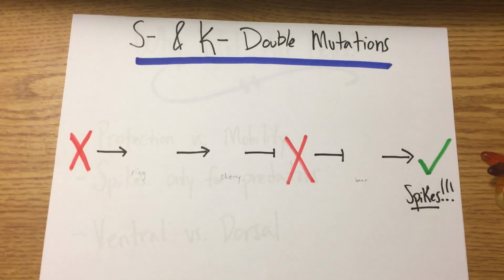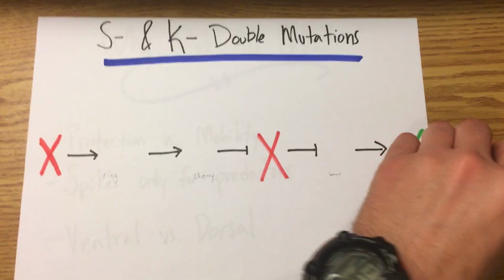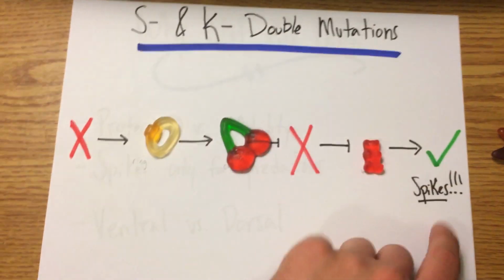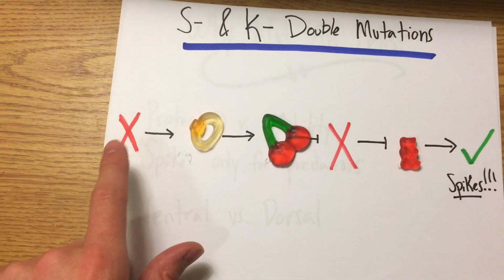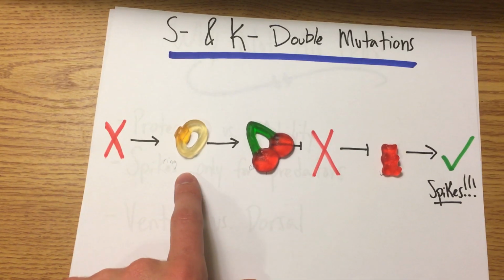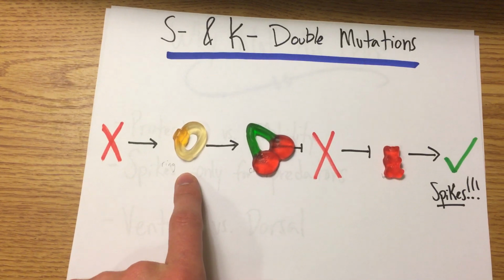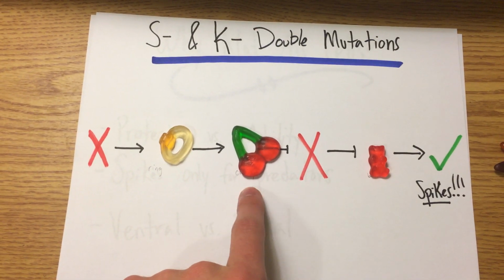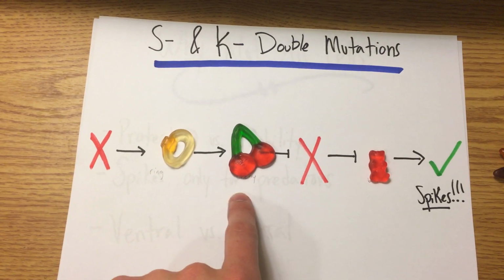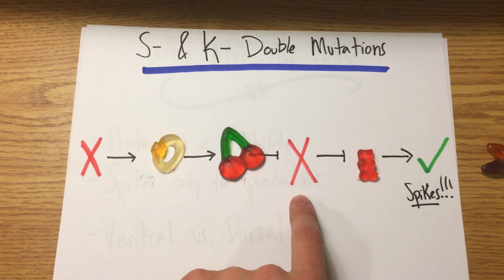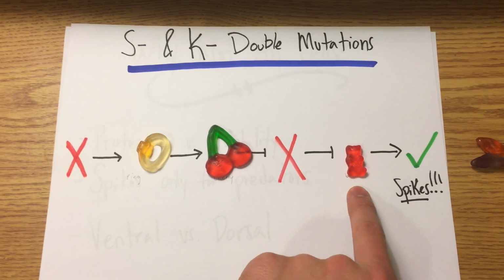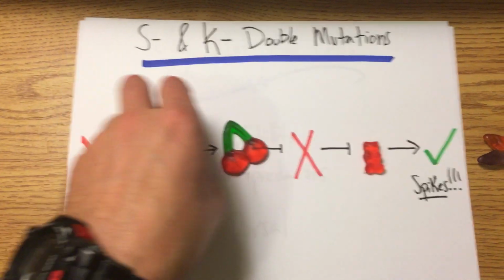And then the last one is an S and K that are not functioning. So this one actually will create spikes, but there will be no S to induce the P. And since there's no P, it will not induce the I. And there will be no I to block the K, but the K isn't present, meaning that the E will be present to induce the spikes to form.